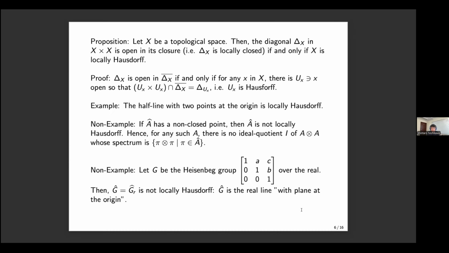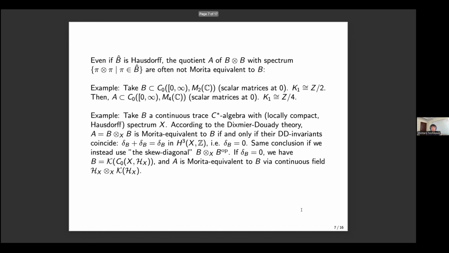Okay. So far, so good. But what if it's Hausdorff? This is the best situation. Then you can, of course, consider this quotient A of B tensor V with the spectrum pi tensor pi. This is just a quotient of B tensor V. But they are not often Morita equivalent. Most of the time, they are not Morita equivalent. I'll give you 2 prominent examples.